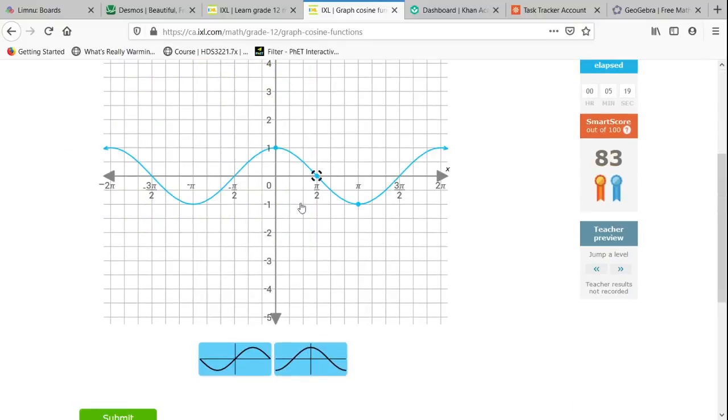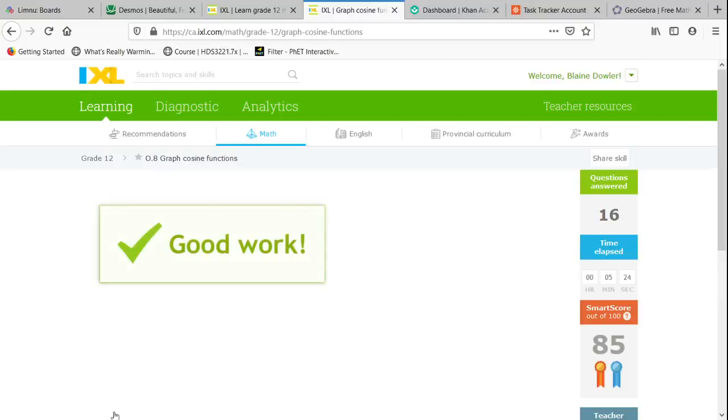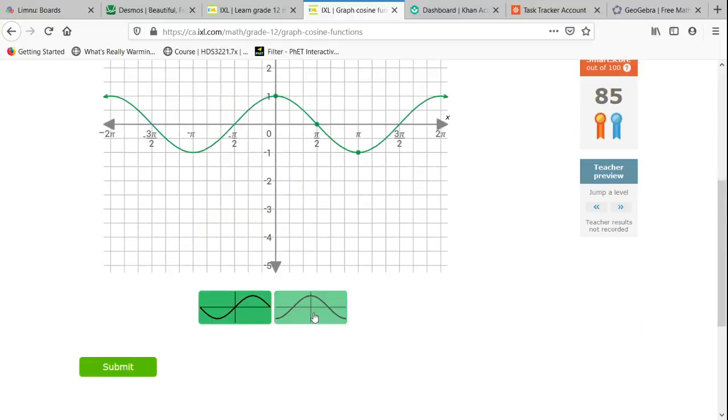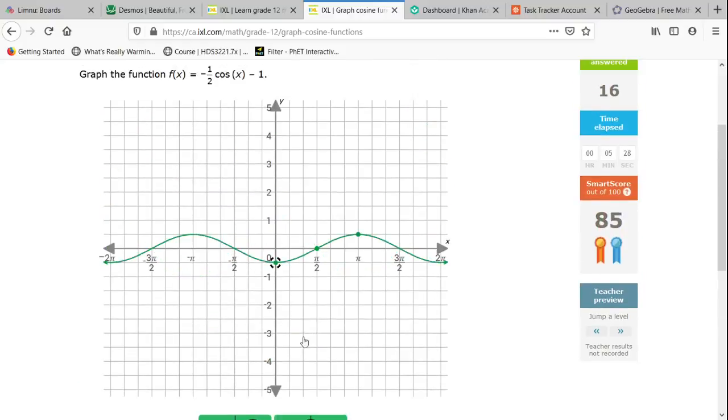Now we have cosine of x minus 2. That one's fairly straightforward. Then we have a negative 1/2 cosine x minus 1.